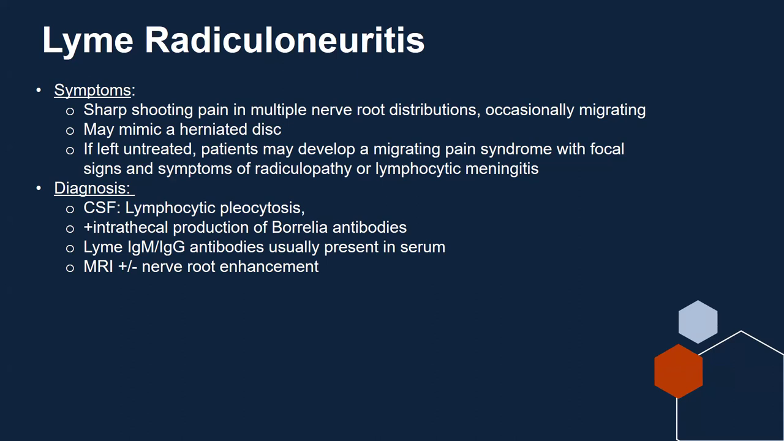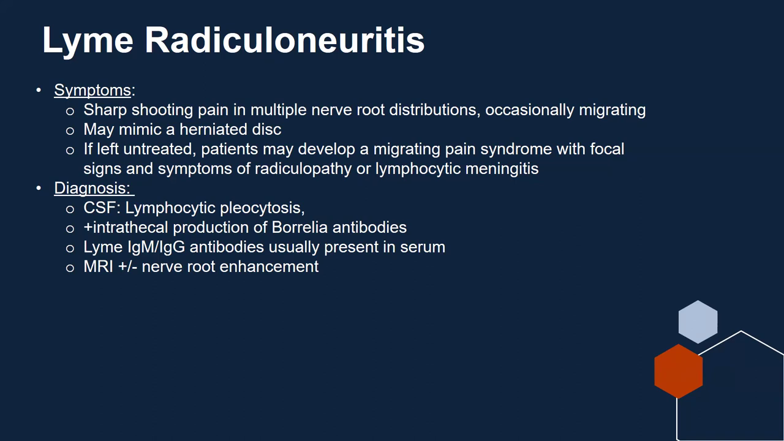The CSF will typically show a lymphocytic pleocytosis, but higher suspicion for Lyme disease is raised if there's positive intrathecal production of Borrelia antibodies. But Borrelia antibodies actually can be passively transferred from the serum to the CSF, so the presence of CSF antibodies does not necessarily indicate a CNS infection. There is actually a specific ratio or formula that we use to determine the ratio of serum to CSF antibodies in order to determine if it's actually a CNS infection.